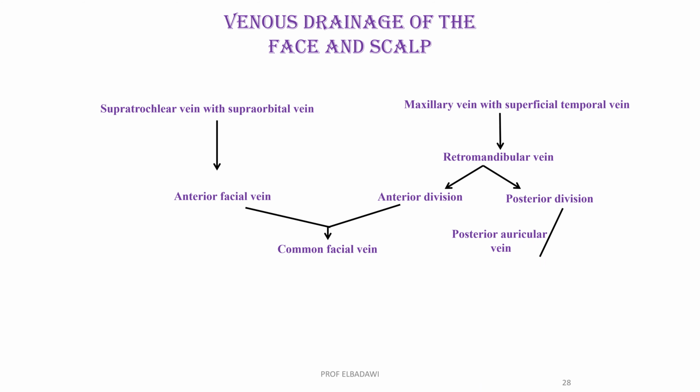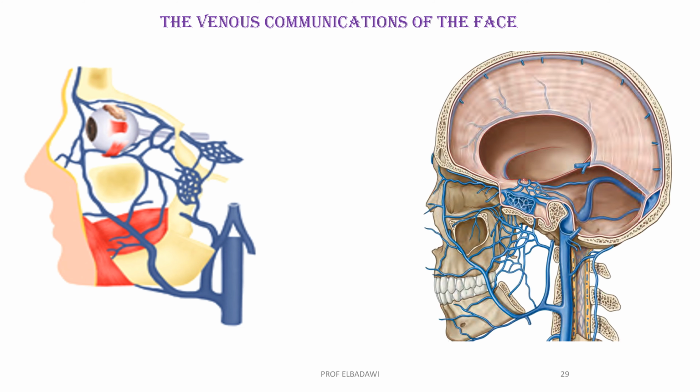The posterior division will unite with the posterior auricular to form the external jugular, which will end into the subclavian vein, while the common facial will end into the internal jugular vein. That is a summary of the veins of the face and the scalp. Here are some diagrams showing those veins.